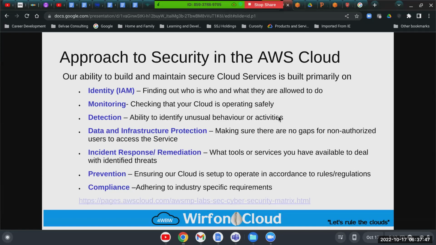We have covered the data protection already. Then there's incident response and remediation. These are the tools that will help you deal with the threats you've identified. Now, to be very frank, incident response and remediation is not something that we've covered in great detail. In fact, I've just mentioned it, but I've not covered any services in this presentation regarding that. The reason is that it involves tools which are not, at this time, quite relevant for the cloud practitioner exam. That's why I didn't cover it. But you are welcome to go and read about the services, and the link I've put down here would allow you to read more about that.